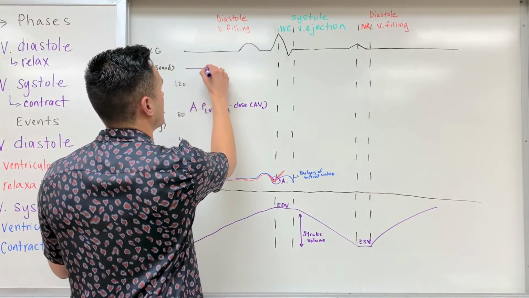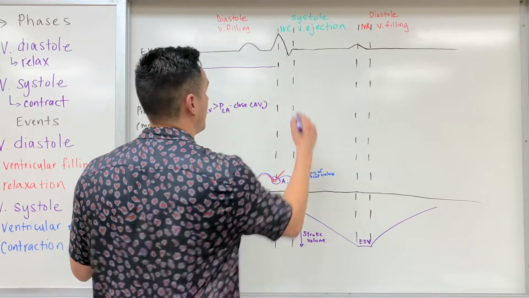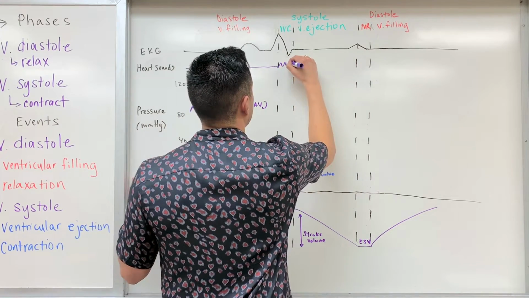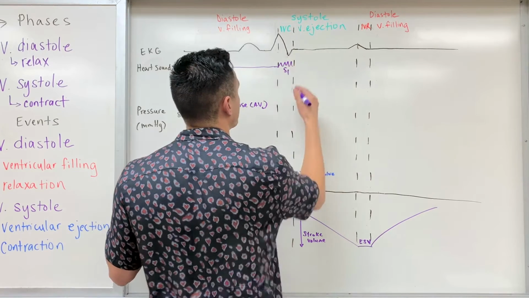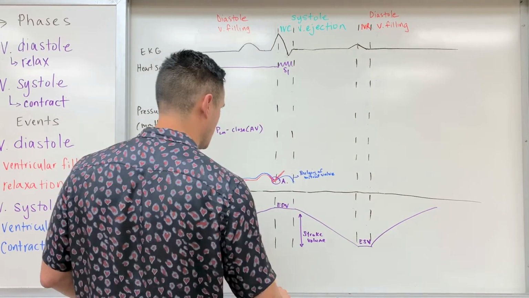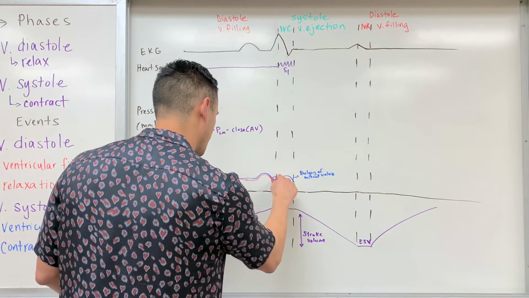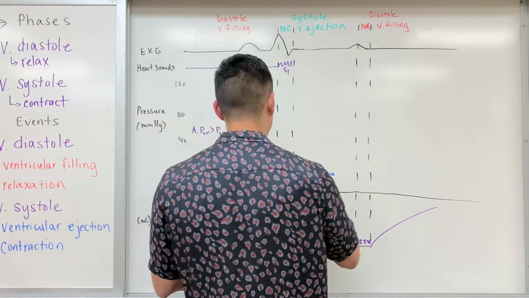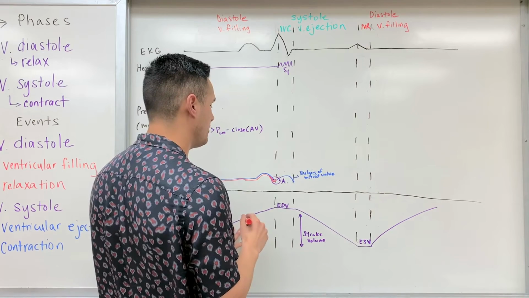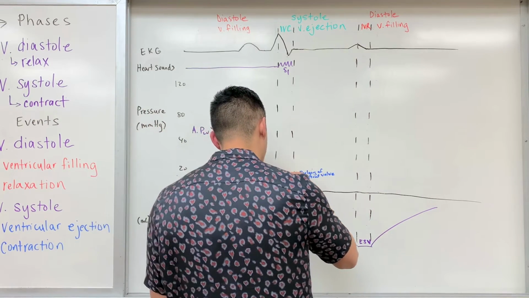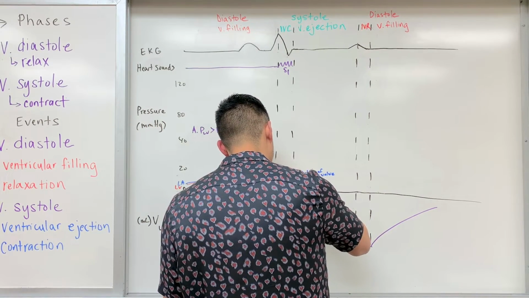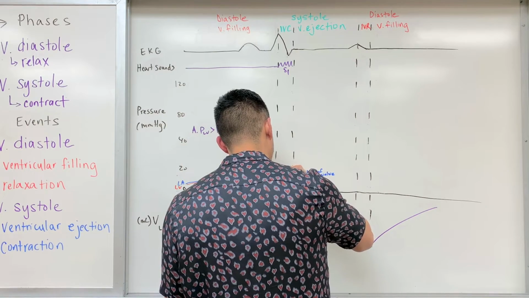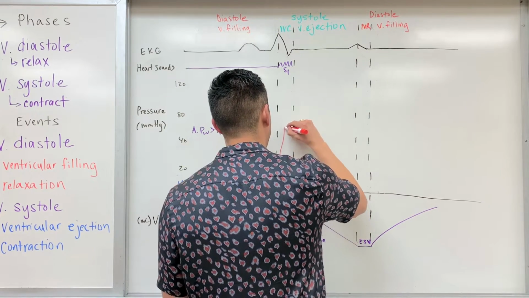So I'm going to draw this here, and then we have our first heart sound. This is known as S1. So this is closing of the AV valve. Continue this trend up here for the left ventricle. So we're now in isovolumetric contraction. So the valves are closed, the ventricles are contracting, and pressure is rising rapidly.